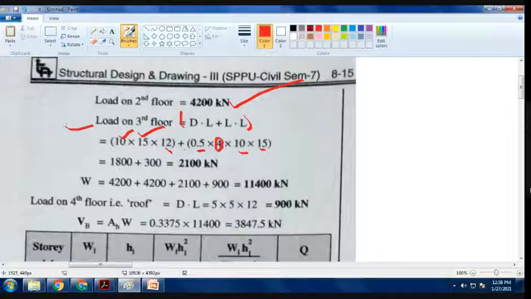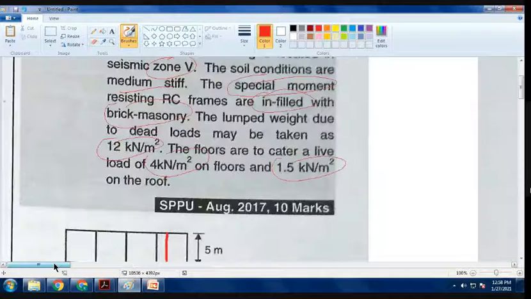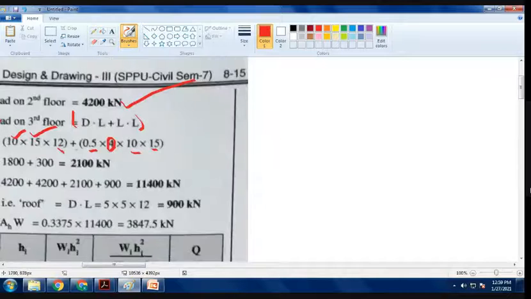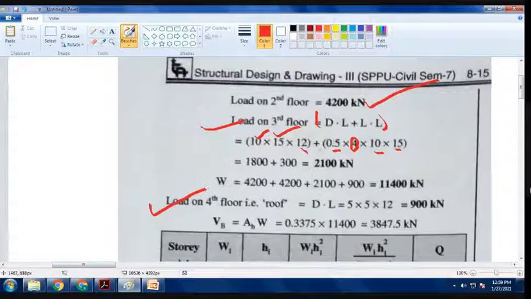So we have done with the third floor, and we have left the final one, the top floor. Here you can see only 5 meter. Here it is 5 meter, 5 meter, 5 meter. Therefore 5 by 15. So for the fourth floor, it is 5 by 15, not 5 by 5. 5 by 15 multiplied by the density. So we will get how much? It is nearly equal to 900 kilonewton.